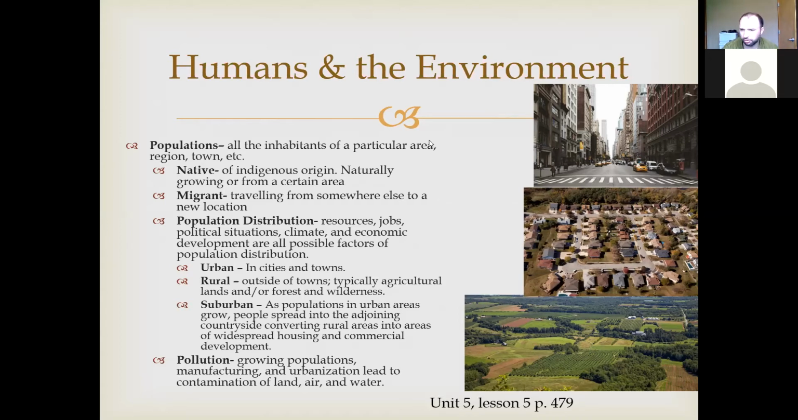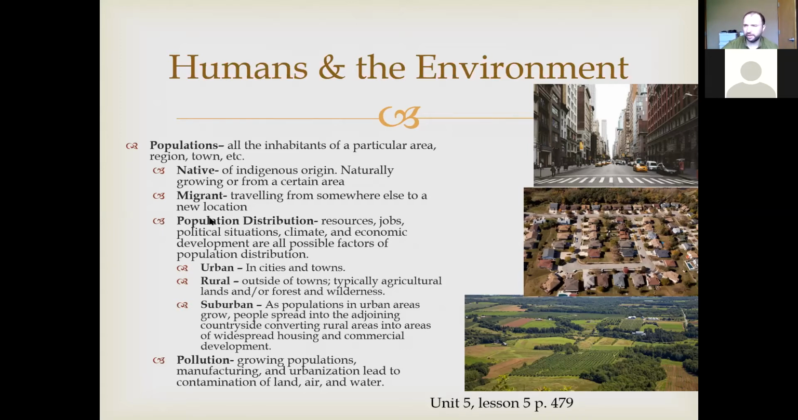So if you look at the picture over here, we have obviously an urban setting, and then down at the bottom we have a rural setting, and then in the middle is an example of what a suburb might look like. Places that maybe were once rural areas but were converted into areas with big neighborhoods where people live, and there's high population density, but it's not necessarily urban.